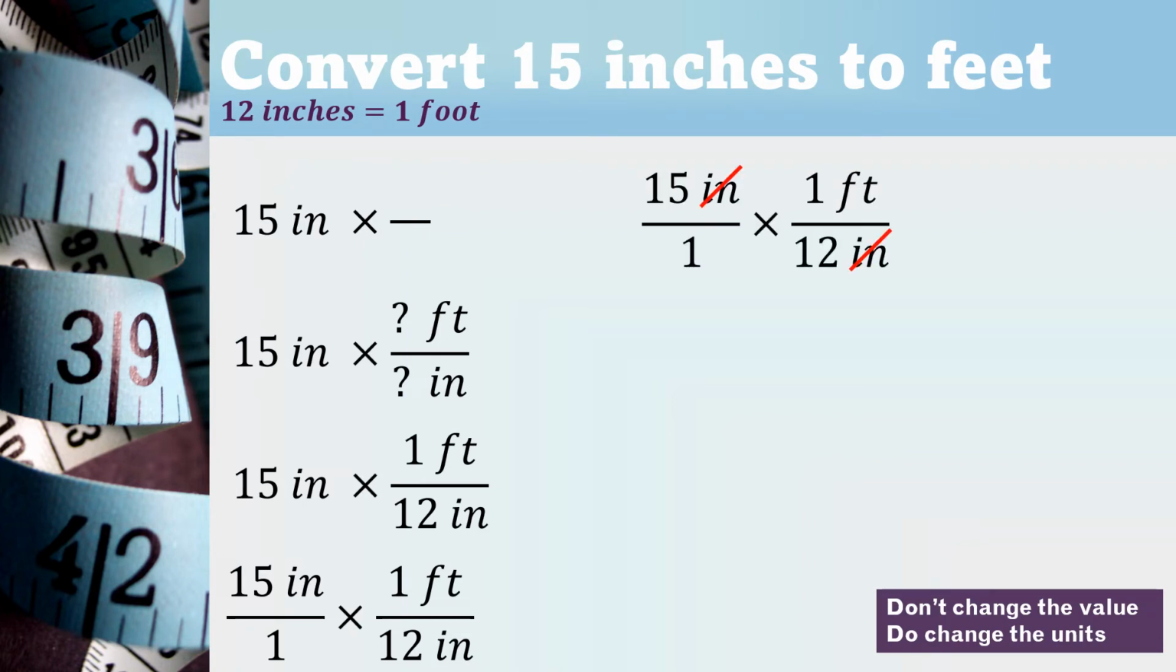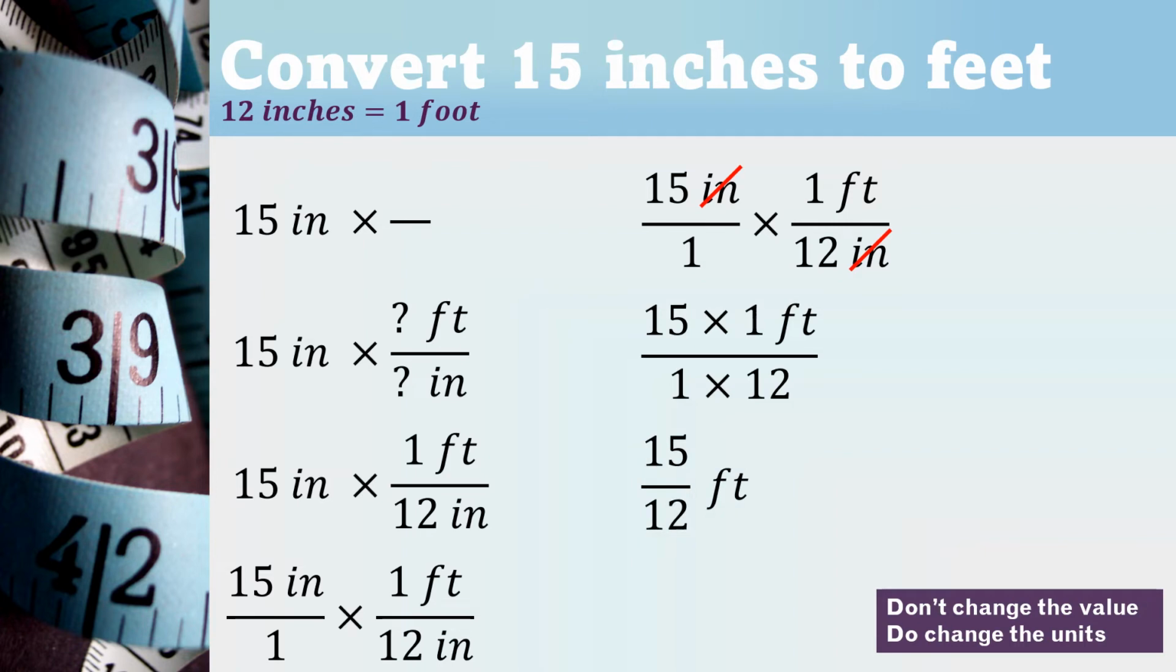Now we can cancel. When we're multiplying fractions and there's something in the top that matches something in the bottom, you can cancel. So those inches cancel, and what we're left with, we can multiply. When you're multiplying fractions, you can multiply everything on the top, put it in the top of your new fraction, multiply everything on the bottom, put it in the bottom of your new fraction. So at the top, we have 15 times 1 foot, and at the bottom, we have 1 times 12. Notice there's no units left in the bottom.